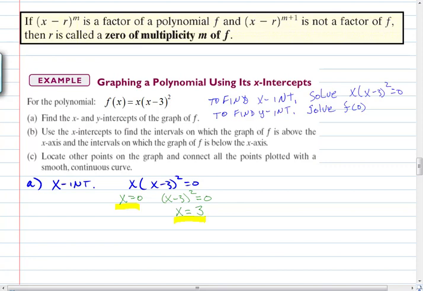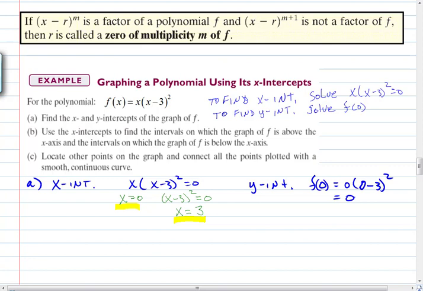For our y-intercept, remember, because this is a function, it has to pass the vertical line test. We've already got one point at (0, 0). Our y-intercept is also going to occur at 0. F of 0 is actually equal to 0. That's also our y-intercept.